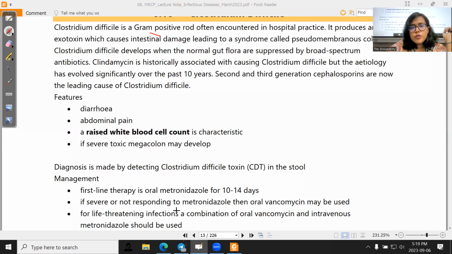If severe, not responding to metronidazole, then oral vancomycin can be used. For life-threatening infection, a combination of oral vancomycin plus IV metronidazole can be used. Okay. This is an exception. In the severe life-threatening condition, you give the oral vancomycin, and along with that, to prevent the systemic release, you give the IV metronidazole at the same time.